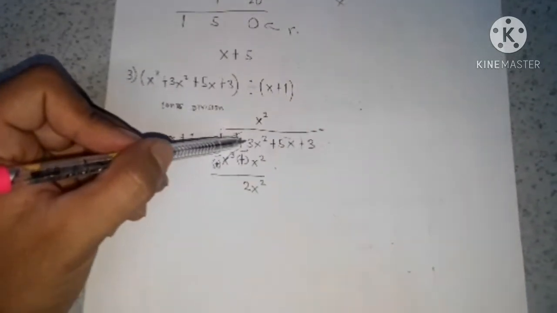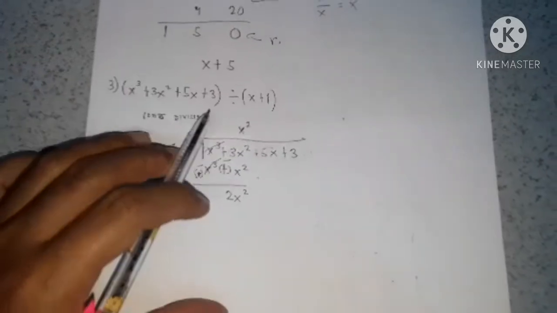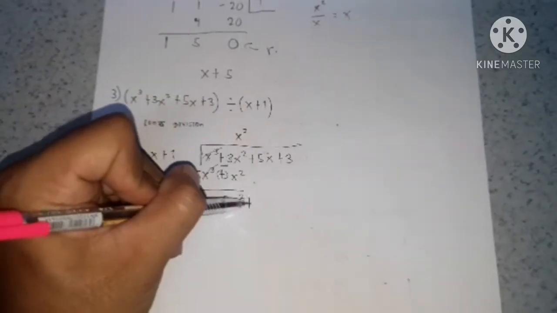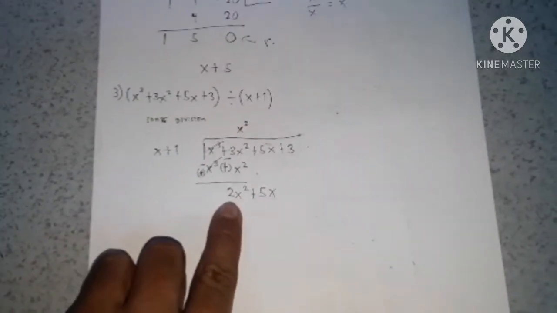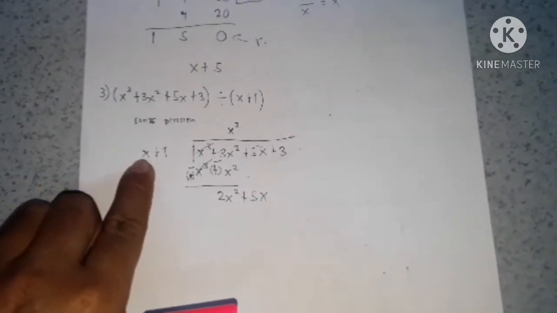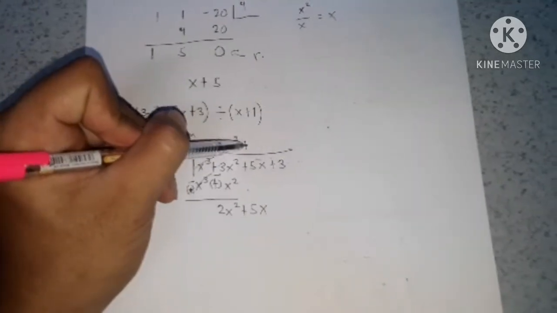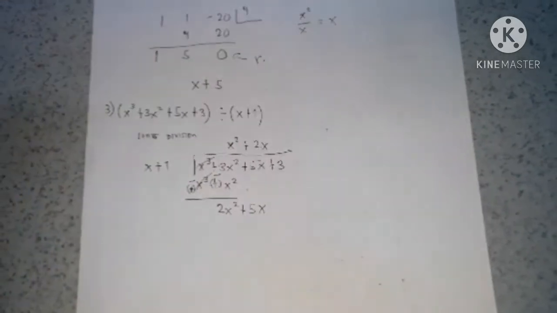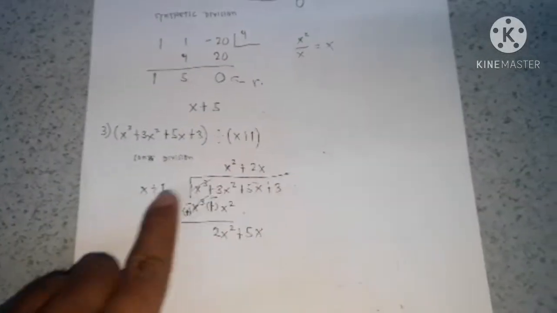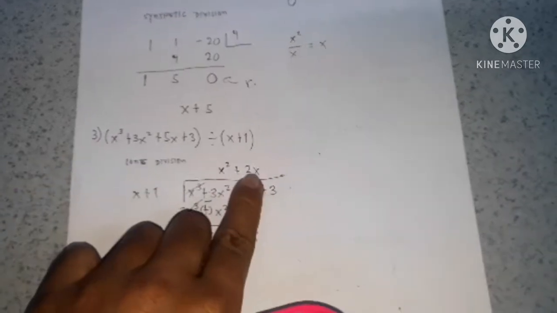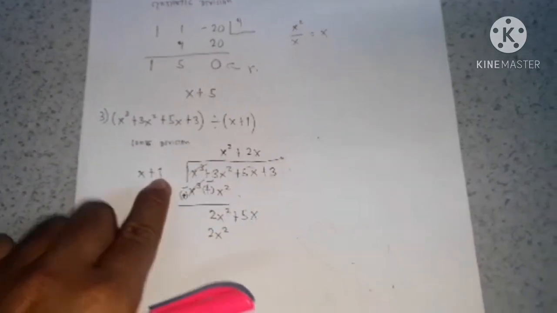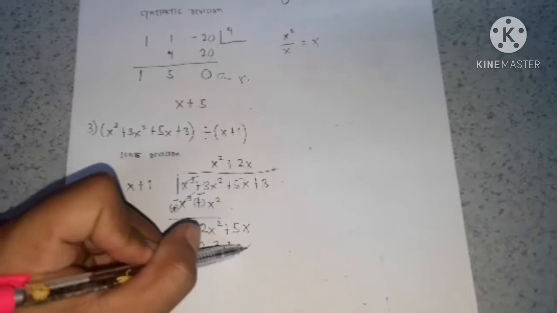Pwede natin siyang i-take as 3x squared minus x squared. And then, bring down the linear term. So, you have positive 5x. So, 2x squared divided by x, that is positive 2x. And then, 2x times x, that is 2x squared. And then 2x times positive 1, that is positive 2x.